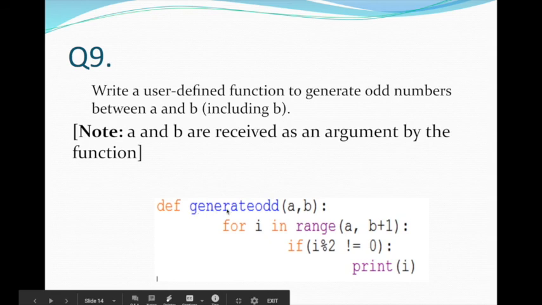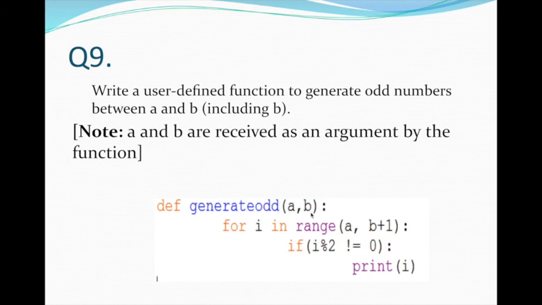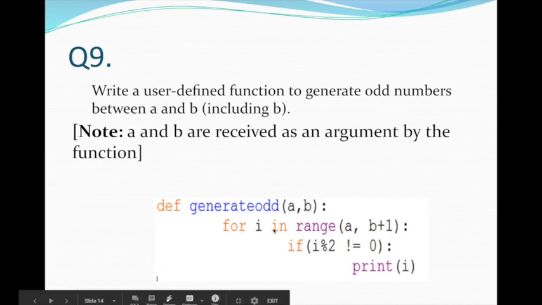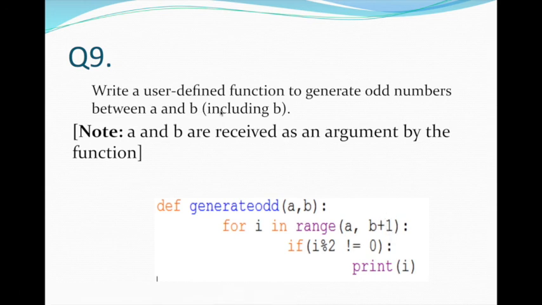The function name given is generate odd a comma b. So between a and b we have to generate the value. We can pass a and b as arguments. Already given, write a user defined function, that is why only the function definition is given. For i in range a comma b plus 1. Why is it given b plus 1? Because we need to include value b here.